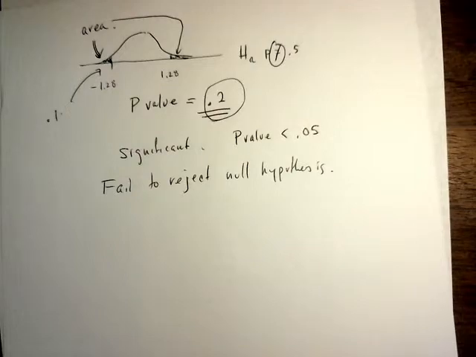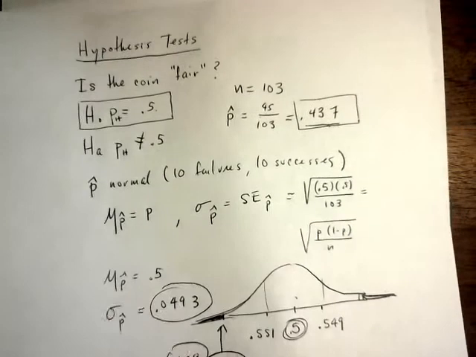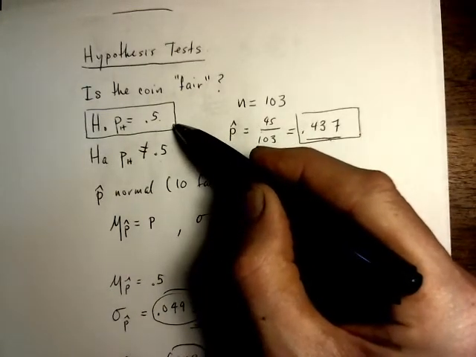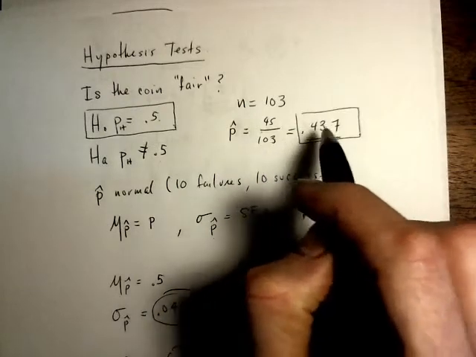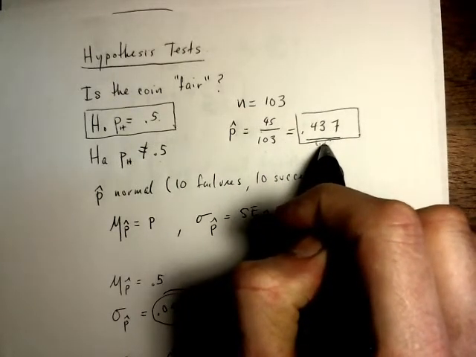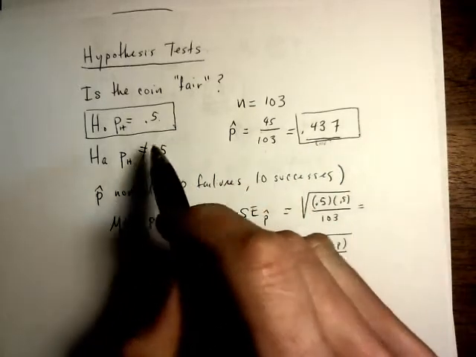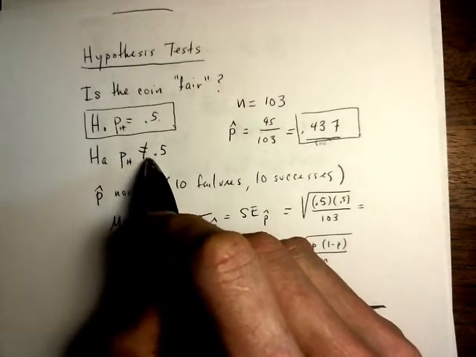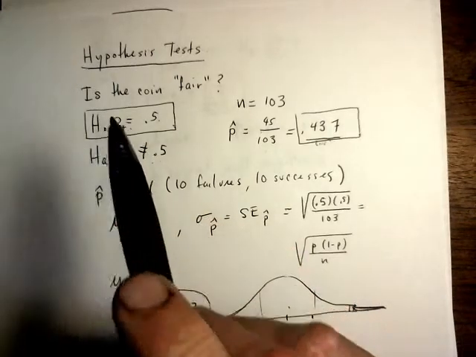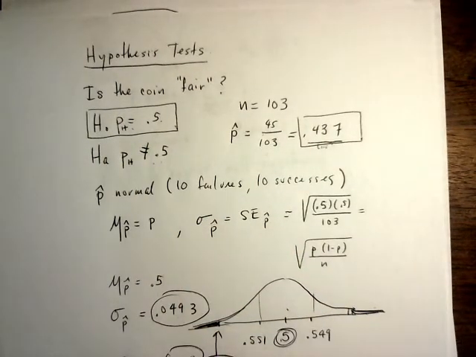It's not quite the same as saying we accept. Let's go back to the original hypotheses. I'm not saying that I know for a fact that this is a fair coin. I'm saying that this is not a bad enough situation to say that I have evidence that this is correct. I'm failing to reject this. That does not necessarily mean I'm accepting it. All right, that does it for hypothesis tests.